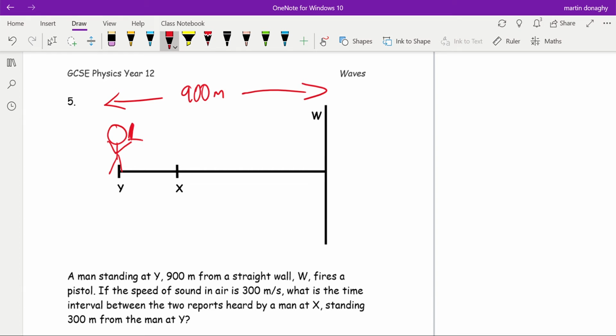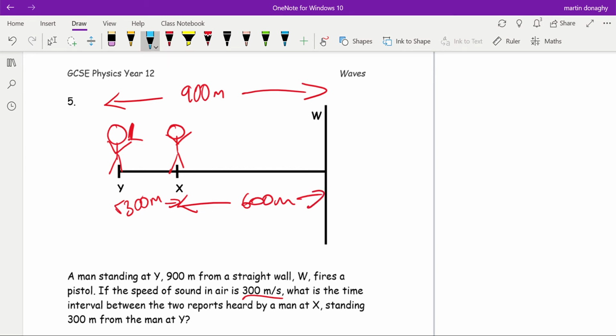Speed of sound in the air is 300 meters per second. What is the time interval between the two reports? Reports means it's the sound of a gun by a man standing at X, 300 meters from Y. Now, that also then means that this must be 600 meters. Now, two ways of doing this.